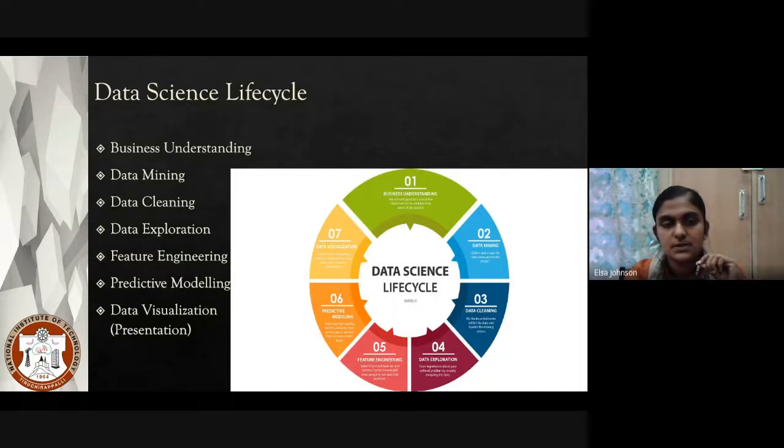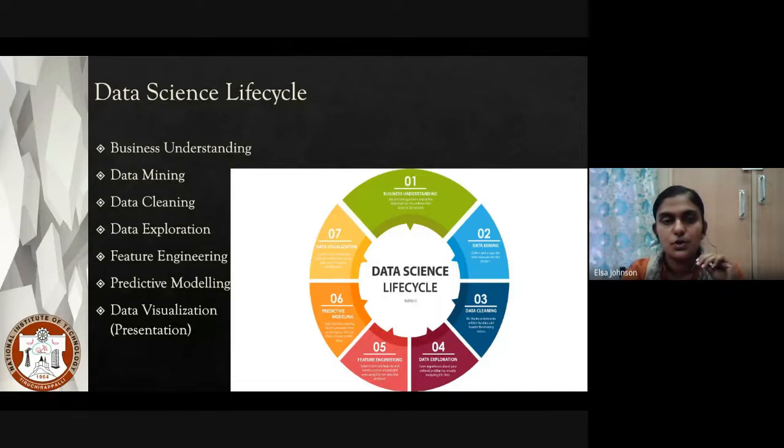I'll go to each of these things in detail. So data mining will be collection of data. Data cleaning will be preparing the data for analysis. Data exploration will be going deep into the data and finding out some insights from the data that can be used. Feature engineering will be forming relevant features from the data so that you can do a specific prediction. Next one is predictive modeling, and after that, data visualization is the last.